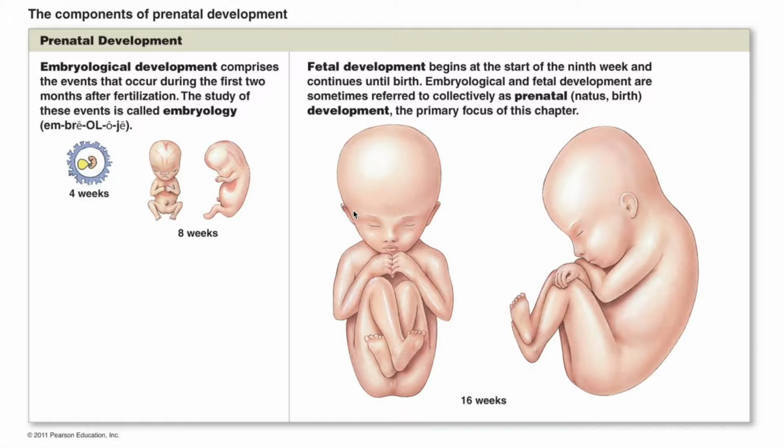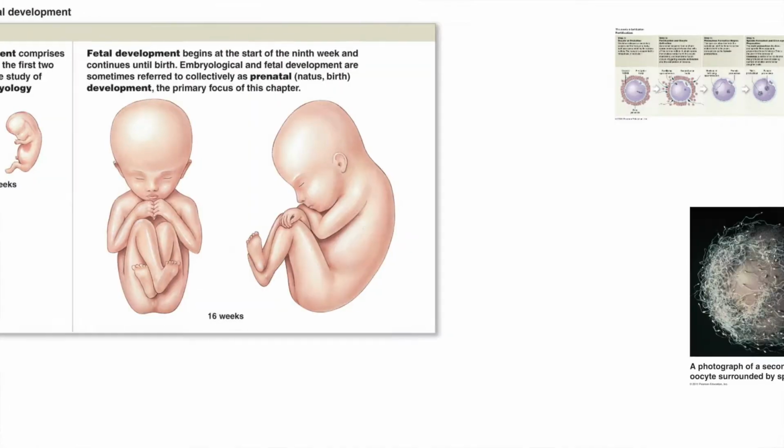In the first trimester, embryological development takes place and the framework for all the major organ systems appear. In the second trimester, the organs and the organ systems continue to develop, and the third trimester is when the largest gain in fetal weight occurs and the organ systems become fully functional. So we're going to look at the details of development.